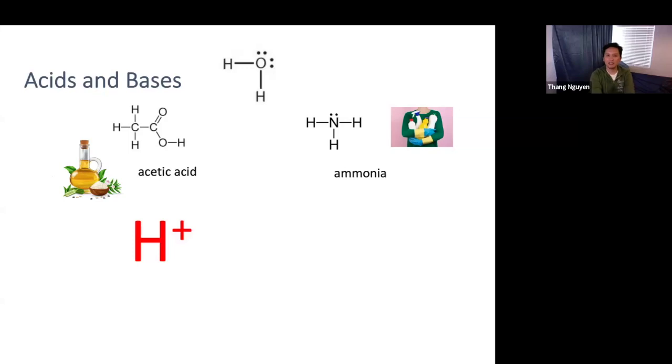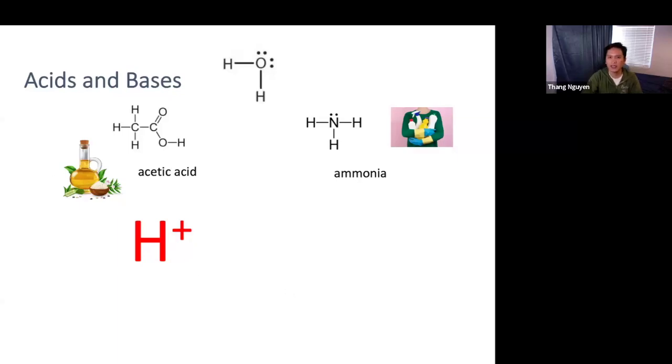When an acid is put in water, for example acetic acid, it loses a proton. What is a proton? A proton is a hydrogen atom that is positively charged, so it has no electrons, right? So we call that a proton. So when it loses that acidic or protic hydrogen, we can call that an acid.